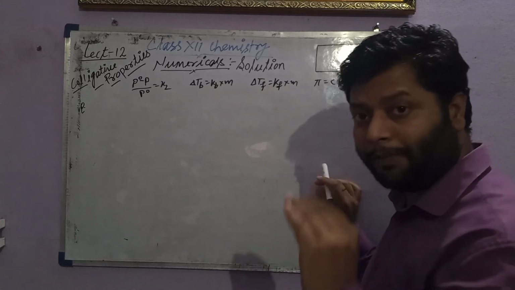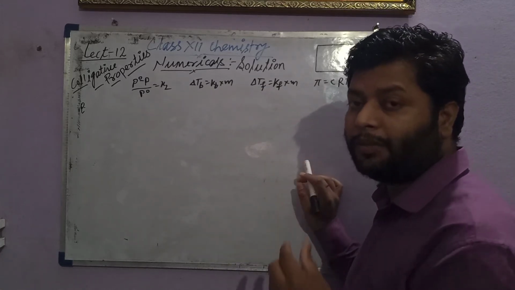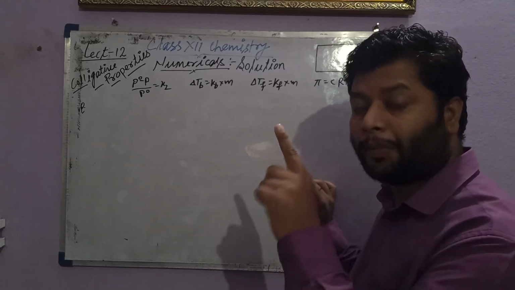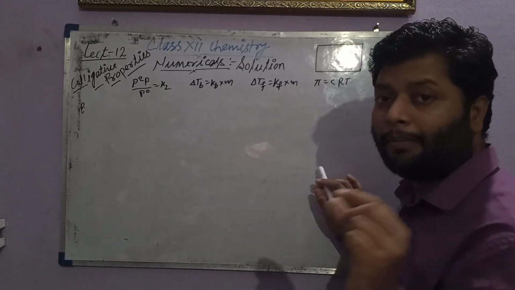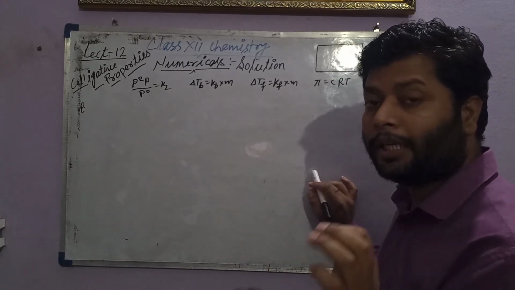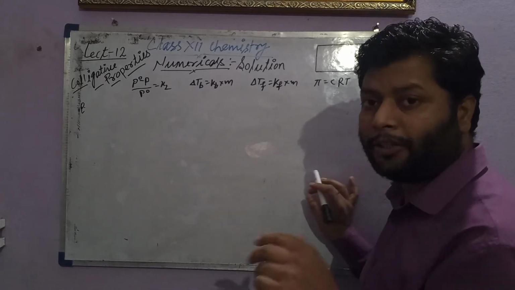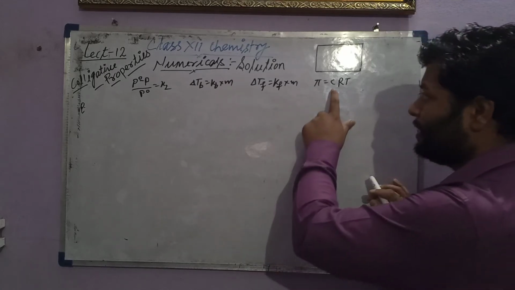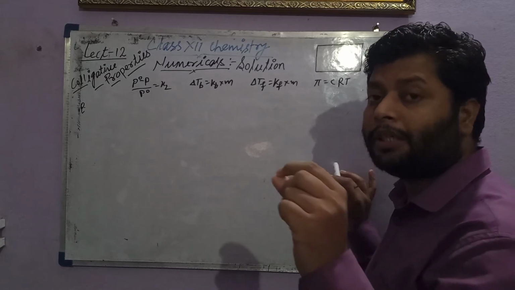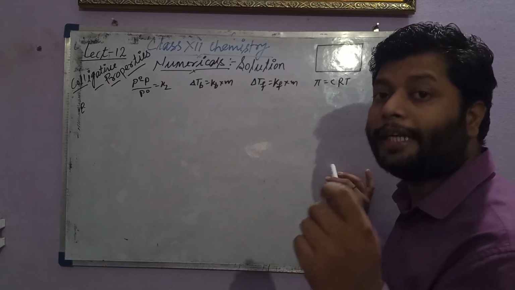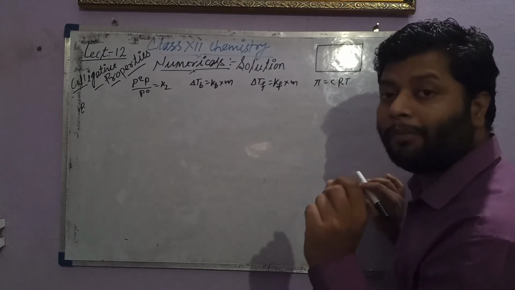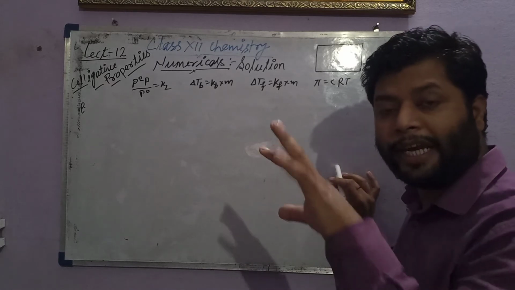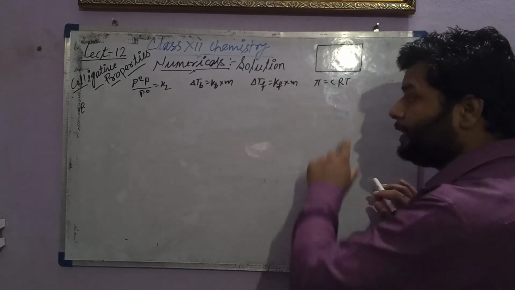Delta Tf is the depression of freezing point, the difference of the freezing point, which is depressed or decreased, so the value will be T naught f minus T1. Kf is the molar depression constant, also known as the cryoscopic constant. Small m is, as usual, the molality of the solution. Pi is the osmotic pressure of the given solution. C is the concentration in terms of moles, called molarity. R is the gas constant, whose value here is 0.083 liter atmosphere per kelvin per mole. T is the temperature in Kelvin.